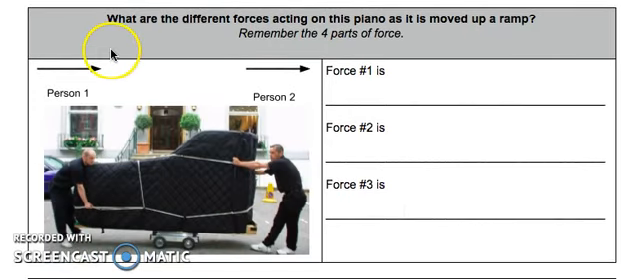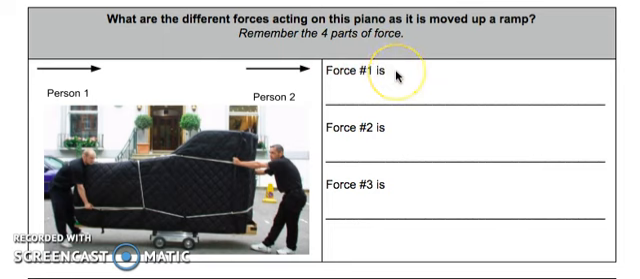All right, students, your next section is, what are the different forces acting on the piano as it is moved up a ramp? Remember the 4 parts of a force. Who, what are they doing, to what object, in what direction? So here you have person number 1 right here. Okay, think about who it is, write who it is, what is he doing, to what, in what direction.